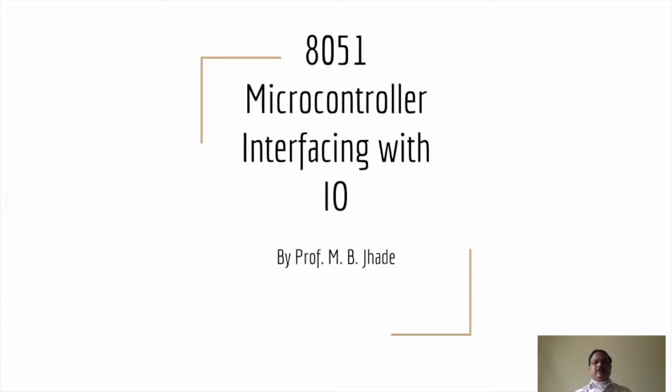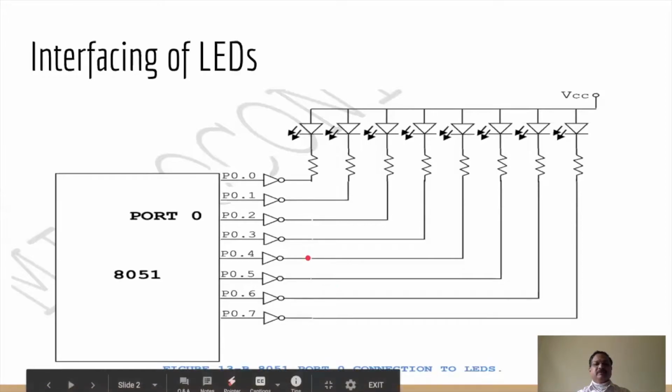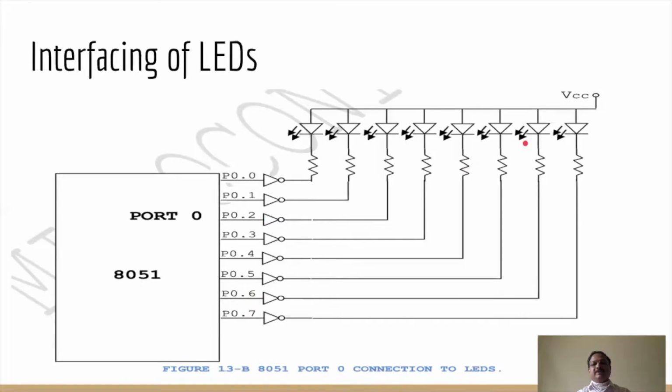To begin with, let us discuss how to interface LEDs. LED, you know, light emitting diodes, emits light when the current passes through it. On the screen, it shows that port 0, all the 8 lines, P0.0 to P0.7, are connected to the 8 LEDs, a bank of LEDs.